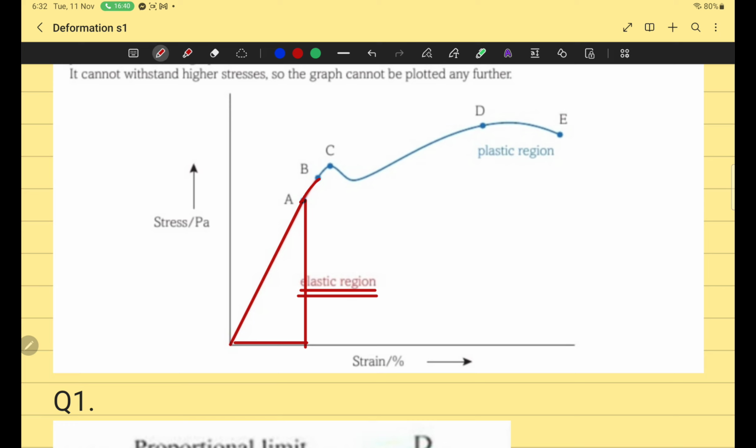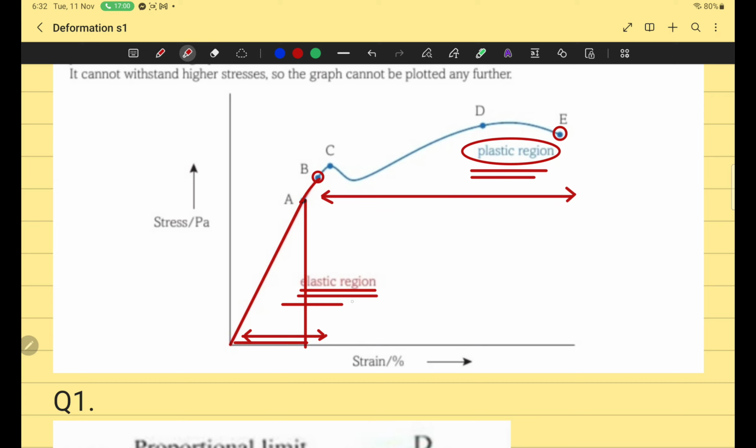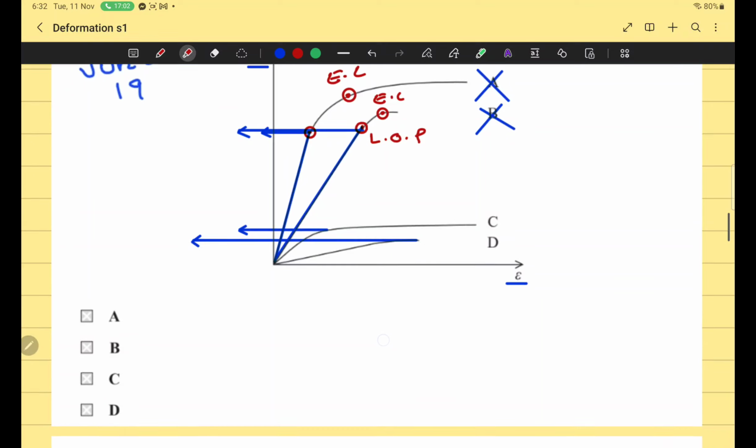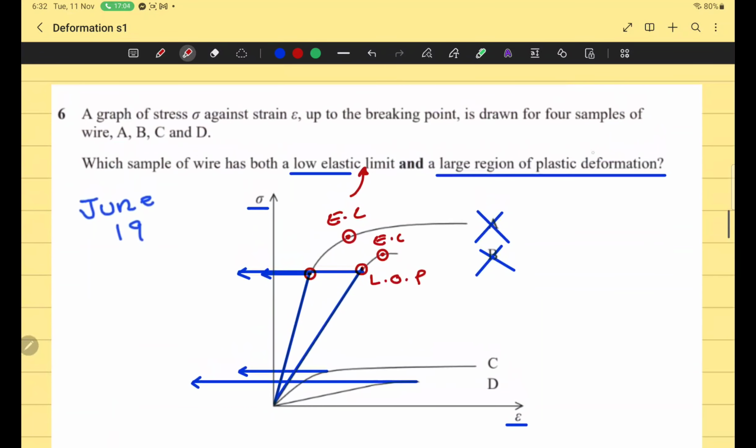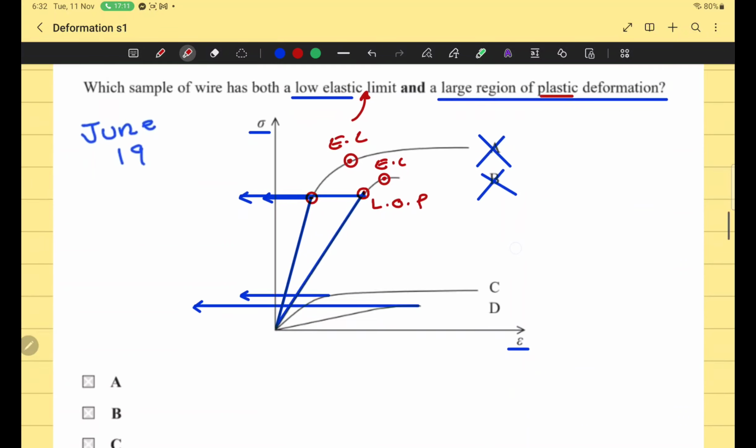And the region beyond elastic limit, it is called plastic region. So you can say from point B to point E, this is plastic region. And it is clear that this is plastic region and this is elastic region. This is plastic region graph. This is elastic region graph. And in this question, they are asking, sir, large region of plastic deformation.